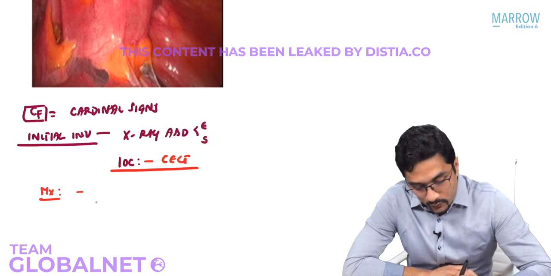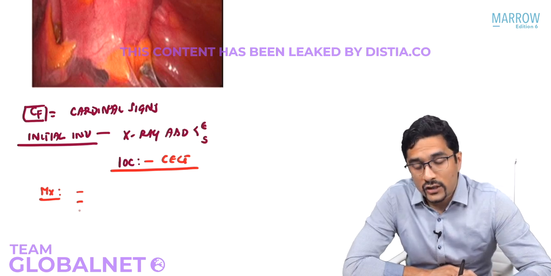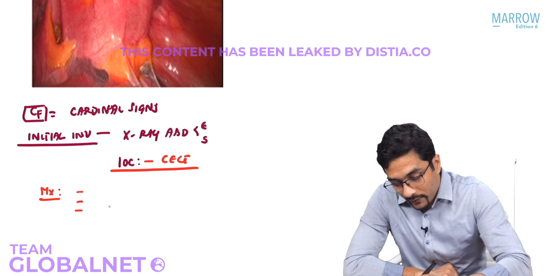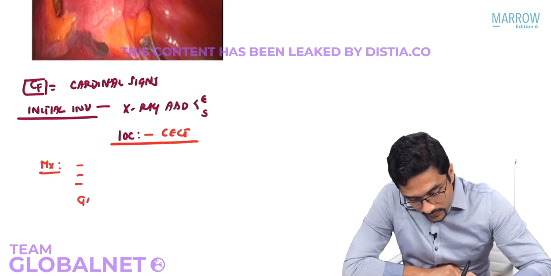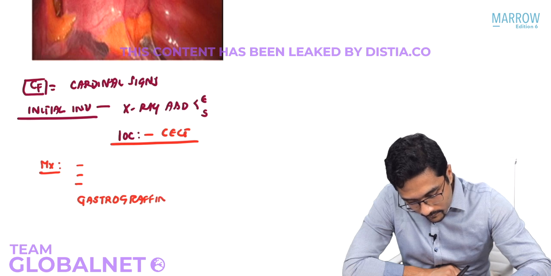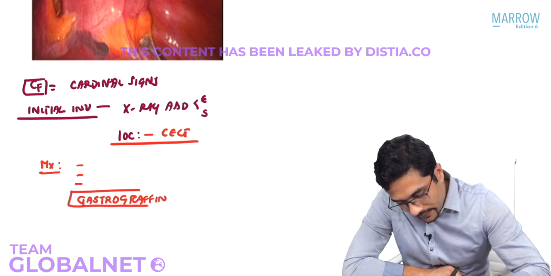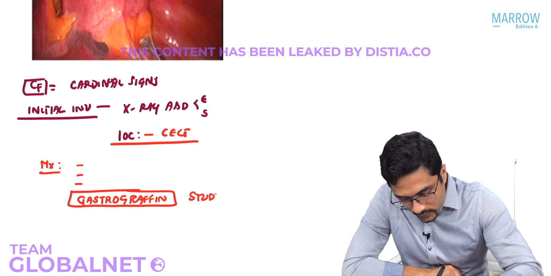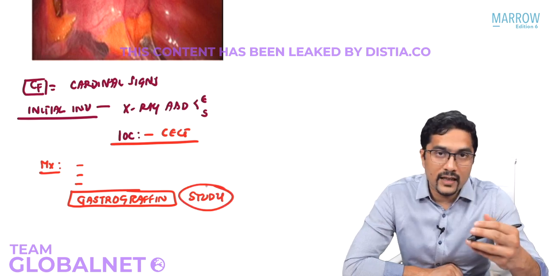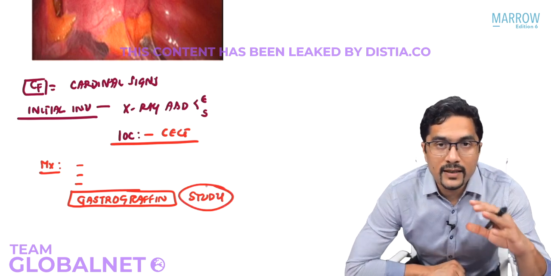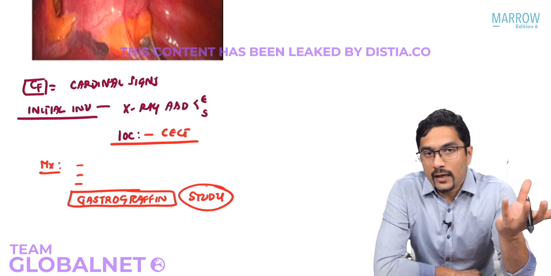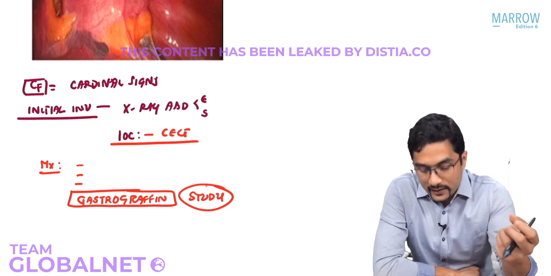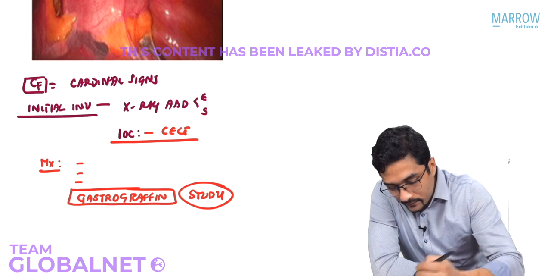We need to give IV fluids, put in a nasogastric tube, and give IV antibiotics. One more thing you need to know here is a gastrographin study. Gastrographin is a water-soluble contrast. A gastrographin study can sometimes help in overcoming this adhesive intestinal obstruction. So some people like to do gastrographin studies in bowel obstruction as well.